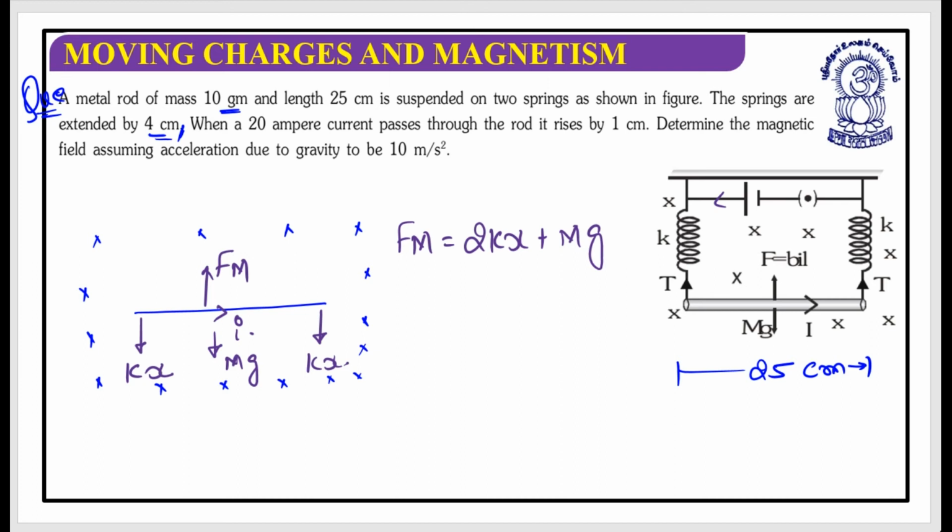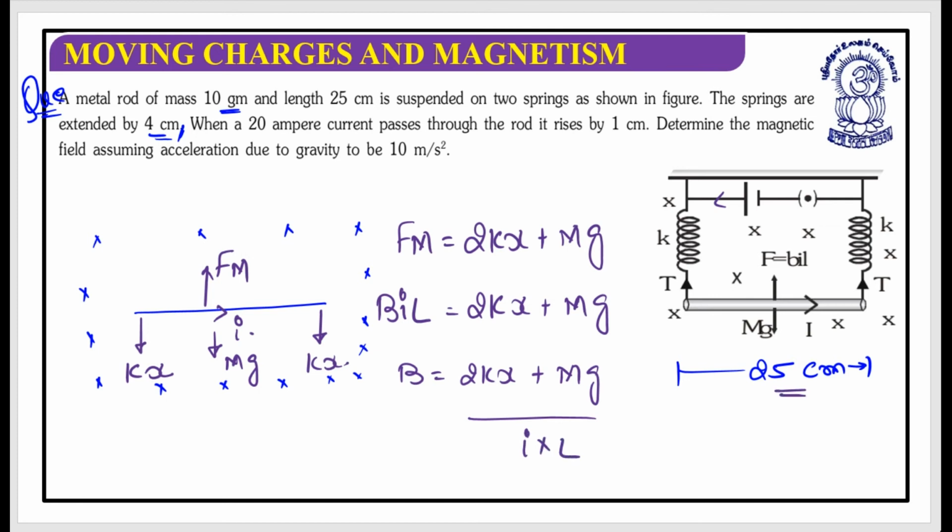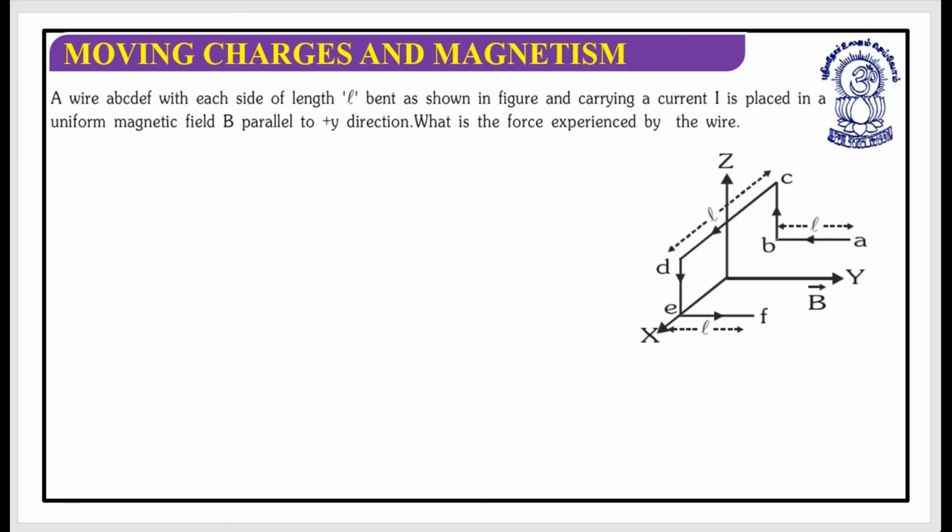Now I have every value. BIL should be equal to 2kx plus mg. I need to find out the B, so B should be 2kx plus mg divided by I into L. Do not forget to convert the length and mass, because they are in the CGS system. Is it clear logically? Are you sure? Great. So get it done by putting in the values.